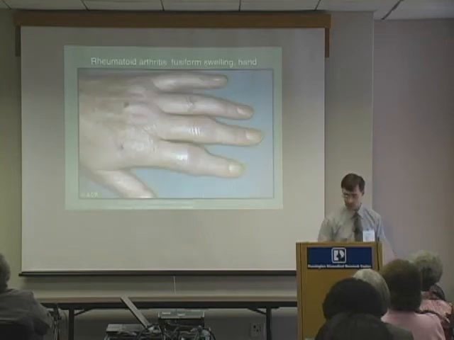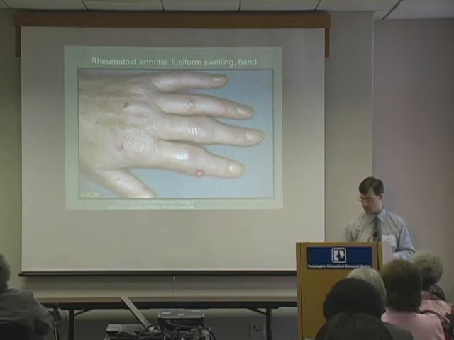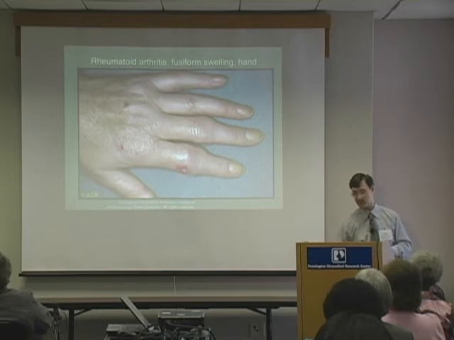Here's a picture of someone with rheumatoid arthritis. You notice here there's a little bit more of a different type of swelling. It's not just large and bony. It's a little more what we call fusiform. If I were to press on this, it would be soft. I'd also get hit with the other hand, because this is very painful.